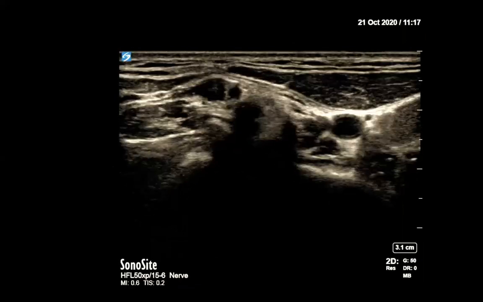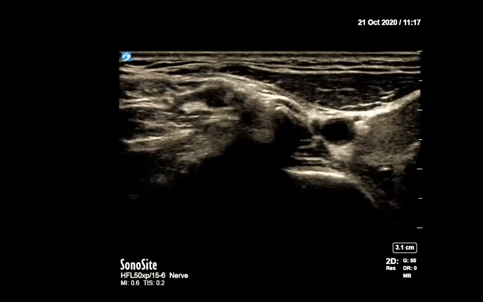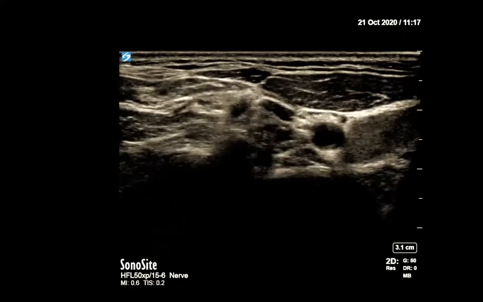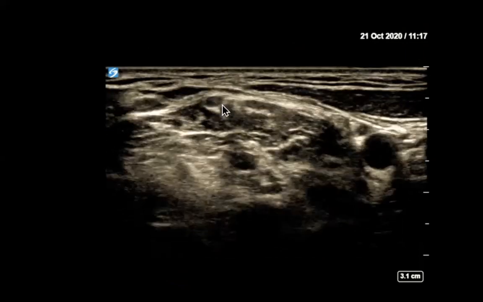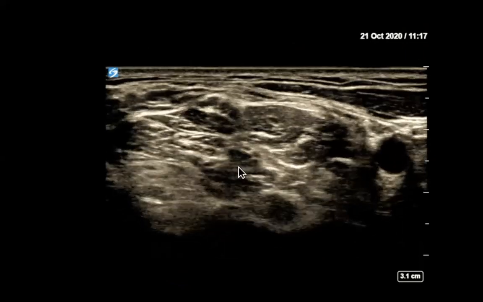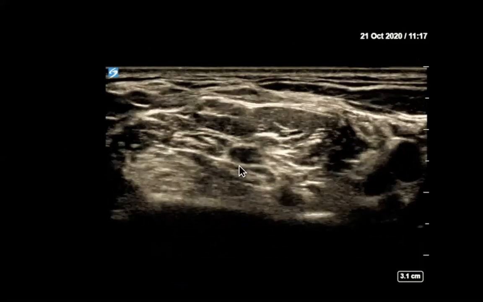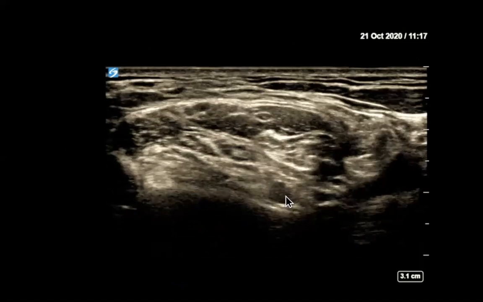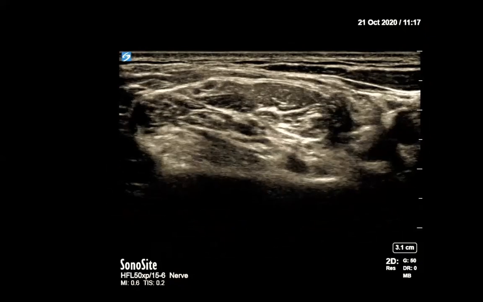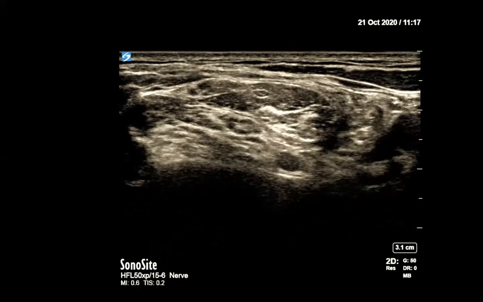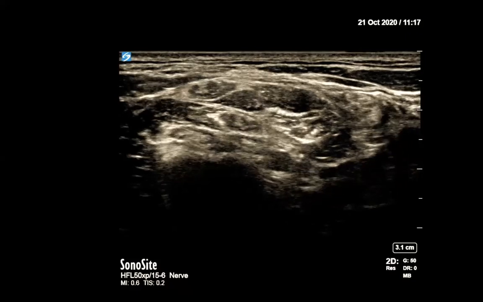This is a scan of the supraclavicular area after costoclavicular block. This is after 20 ml of drug deposition at the costoclavicular space. C5, C6 roots join to form the upper trunk. This is the middle trunk here. And this is the C8 root. You can see that the drug has spread up to the upper trunk.